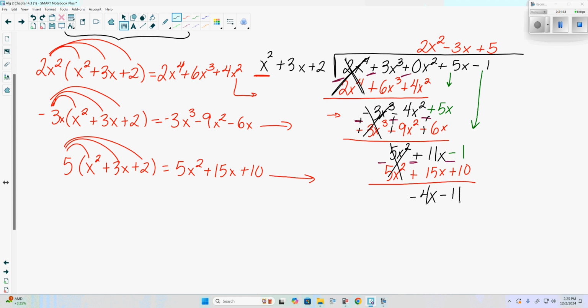Do we have any other terms to bring down? Another way we know we're done is how many terms do we have at this point? How many are we dividing by? If it gets smaller than what we're dividing by term-wise, we're done. We can't go any further.